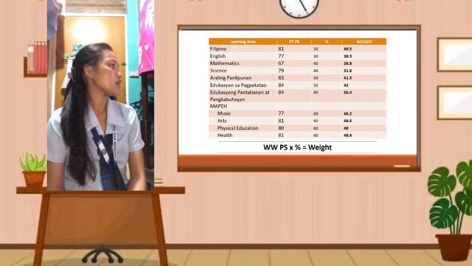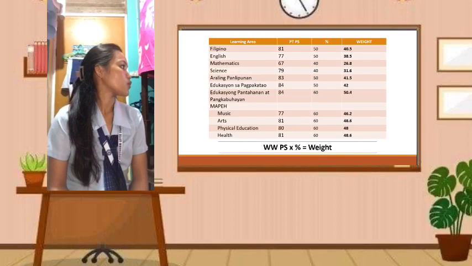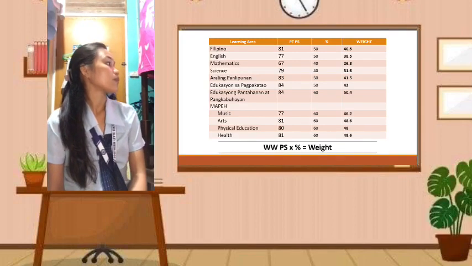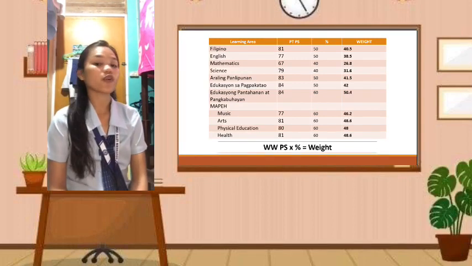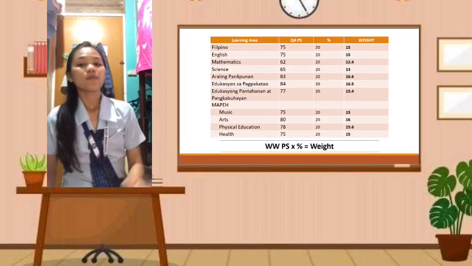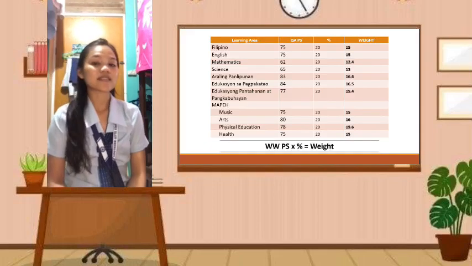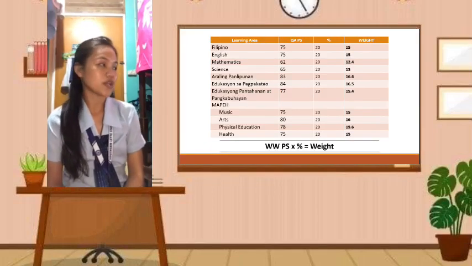81 times 0.60 is equivalent to 48.6. 80 times 0.60 is equivalent to 48. And 81 times 0.60 is equivalent to 48.6. Move on to the quarterly assessment percentage score to get the weight.